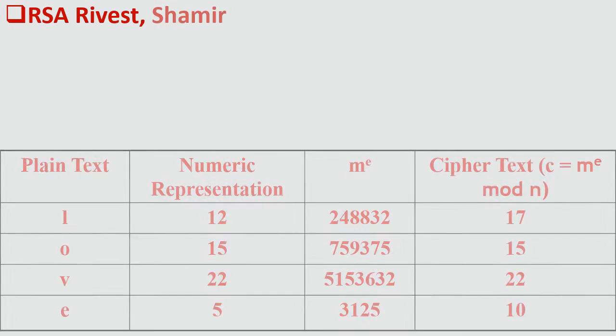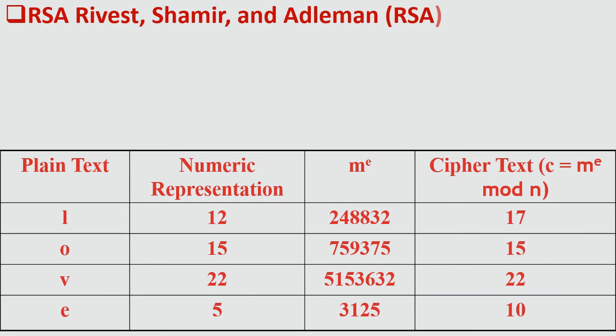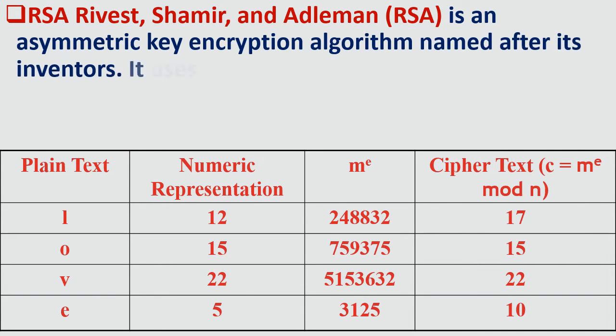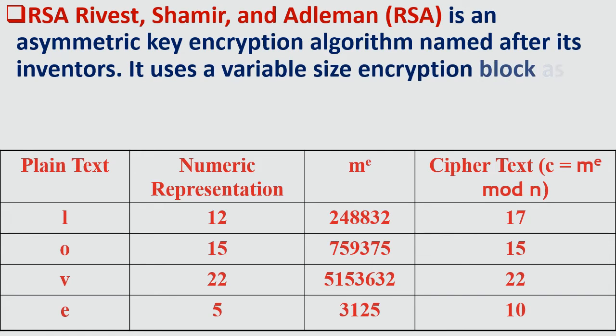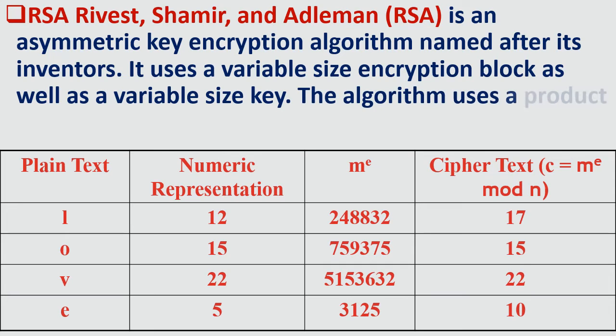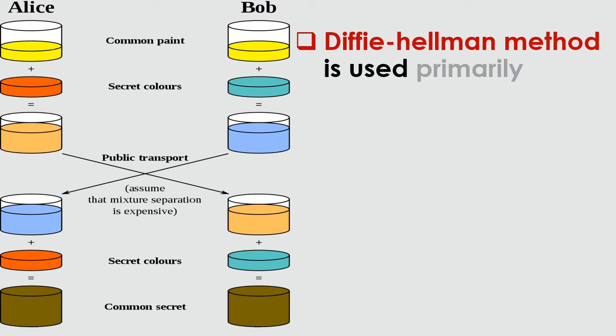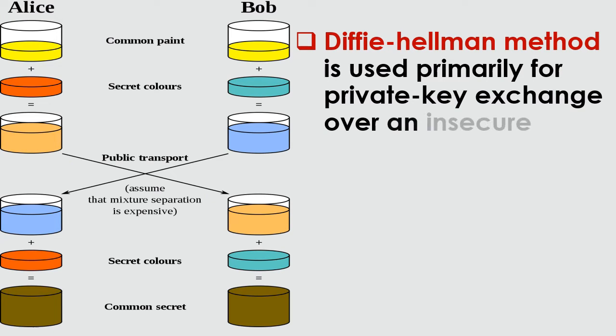RSA, Rivest, Shamir, and Adleman. RSA is an asymmetric key encryption algorithm named after its inventors. It uses a variable size encryption block as well as a variable size key. The algorithm uses a product of 2 large prime numbers to derive the key pairs. Diffie-Hellman method is used primarily for private key exchange over an insecure medium.